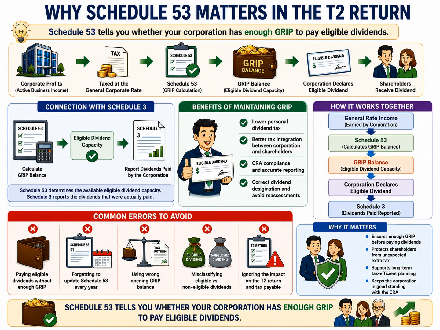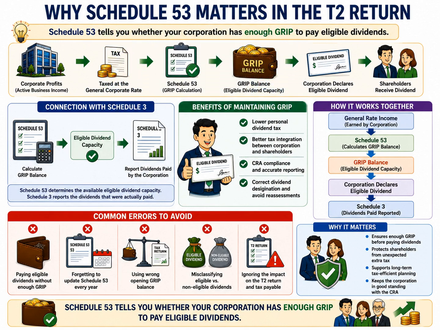In this final slide, let's see why Schedule 53 is so important in the overall T2 corporate tax return. The process begins when a corporation earns active business income that is taxed at the general corporate tax rate. This type of income increases the corporation's general rate income pool, or GRIP, and Schedule 53 is used to calculate and maintain that balance. Once the GRIP balance has been determined, the corporation knows how much of its future dividends can be designated as eligible dividends.